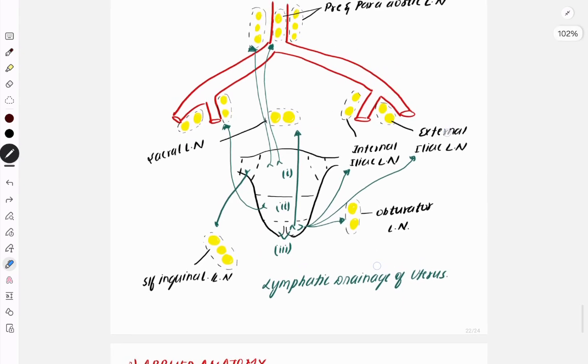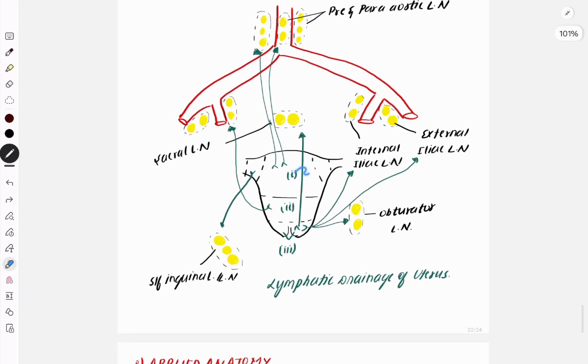Understanding it diagrammatically will simplify everything. The first part is between the fundus as well as the upper part of the body of uterus. This part drains into the pre and para-aortic lymph nodes. So this completes this part. Now there is one part present at the junction of the fundus and fallopian tube. This junction of the fallopian tube and the fundus drains into the superficial inguinal lymph nodes.